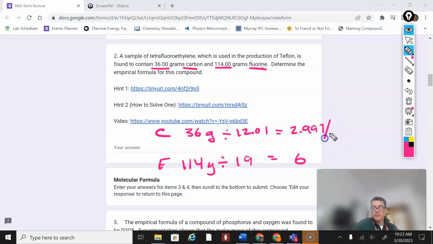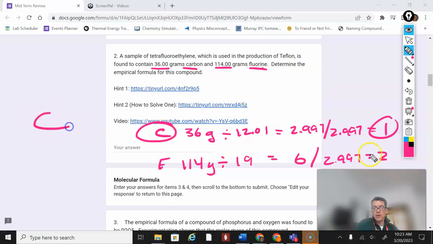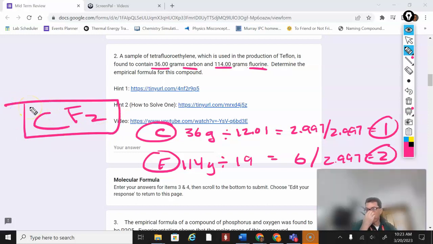And then if we divide these by the smaller of the 2 numbers, I can translate this into something that's a little bit simpler and easier to see. That becomes a 1, that becomes a 2. And so that tells me my ratio. I've got 1 carbon and I've got 2 fluorines. That's my final answer.